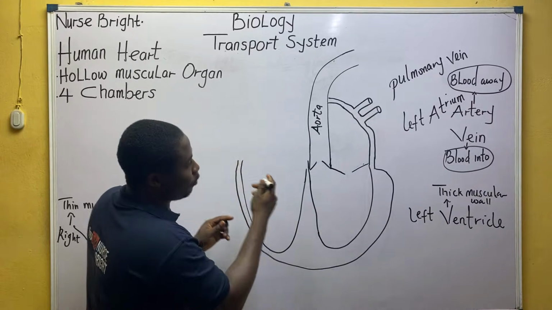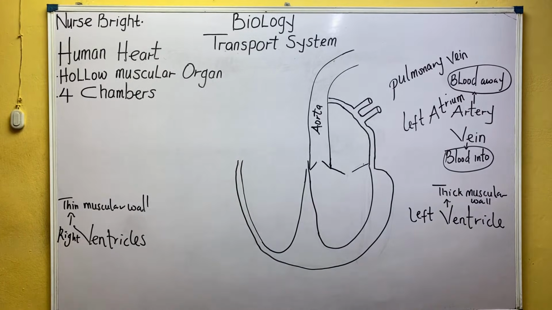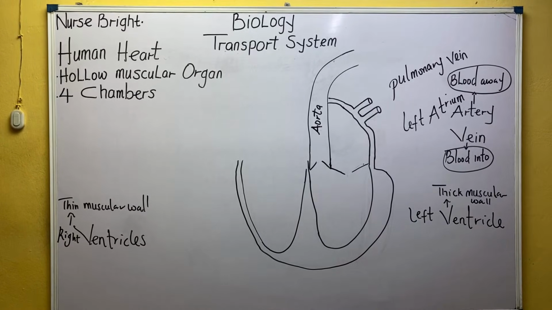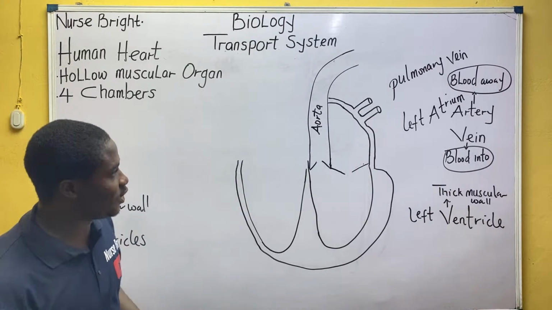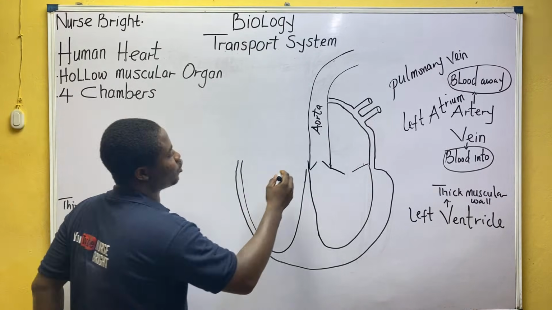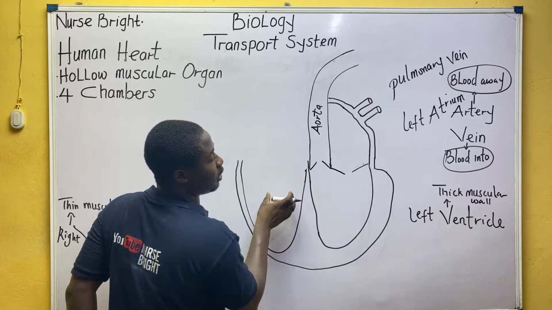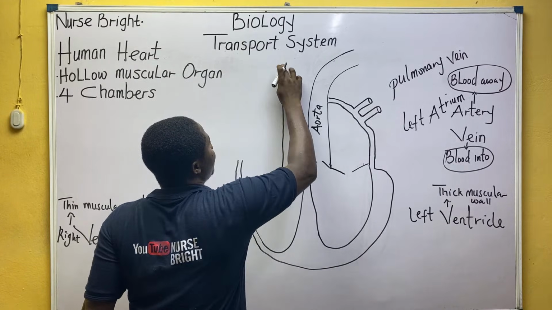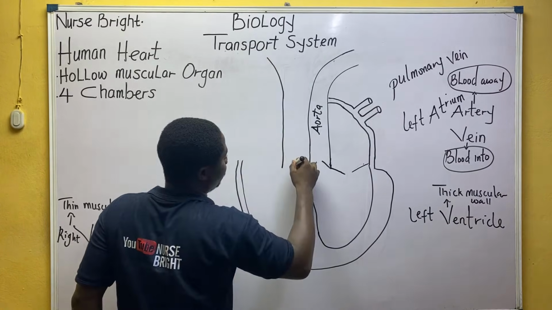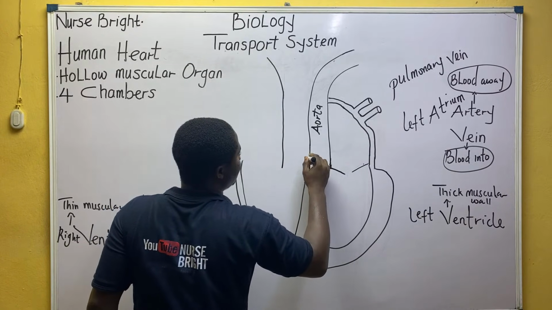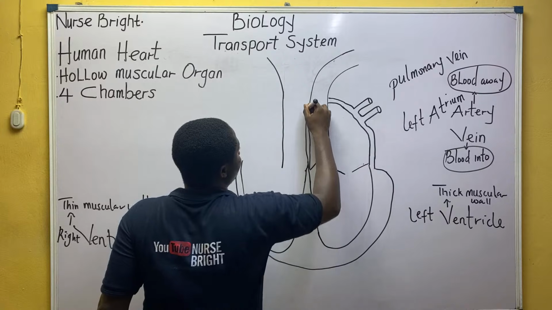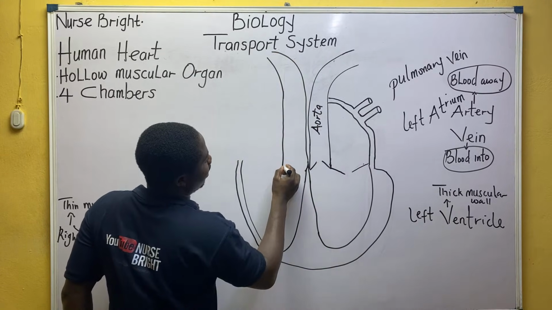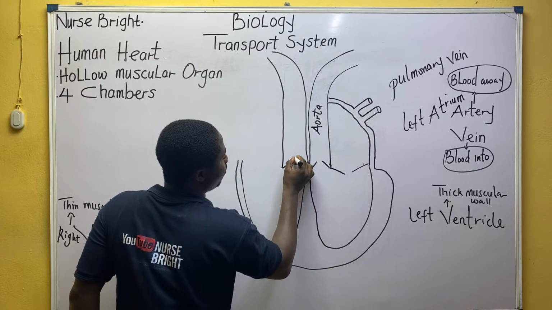Now for this side, I'm going to do the same thing. But for then, let us move further. Moving further, just pay attention, everybody. There's also another structure that comes out from the right ventricle, the way you're seeing it here. And it still has the same things, almost similar to this one.